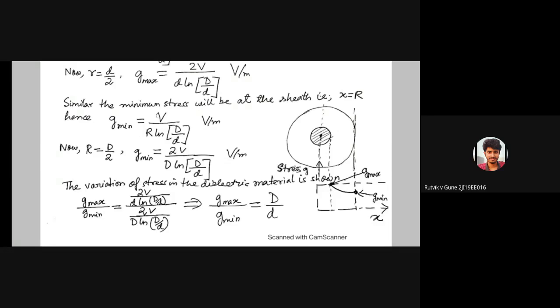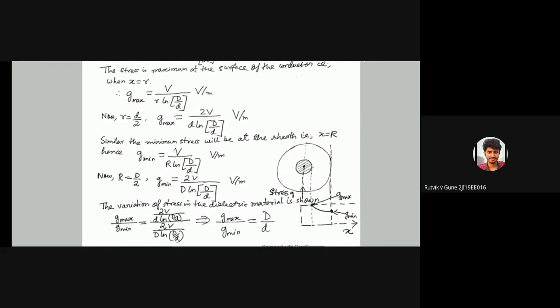You see the picture, then you will understand. The innermost part is the core, so there you get g max, and the outermost part is the sheath, where the electric intensity is g min. So the ratio of g max to g min is the variation of stresses in the dielectric material. Why is this needed? Not for derivation, but for the problems, the formulas may be needed.